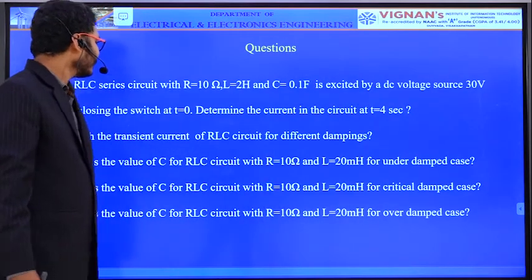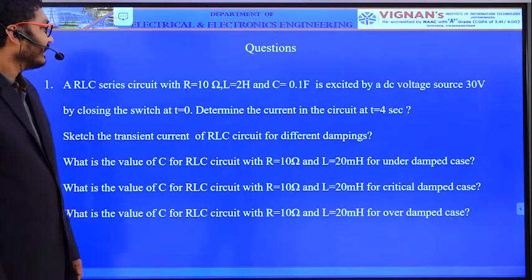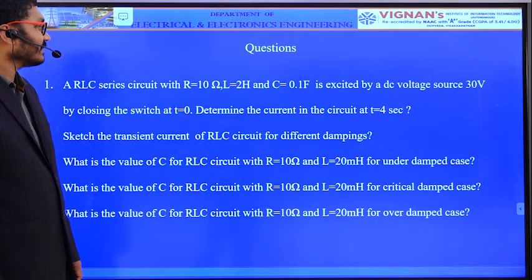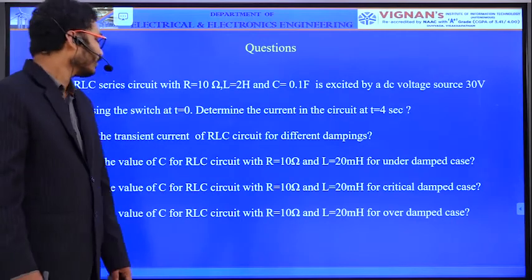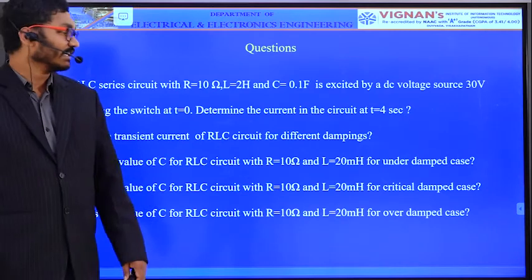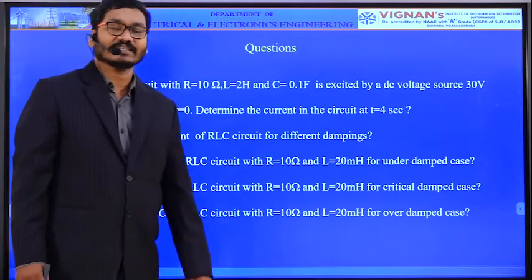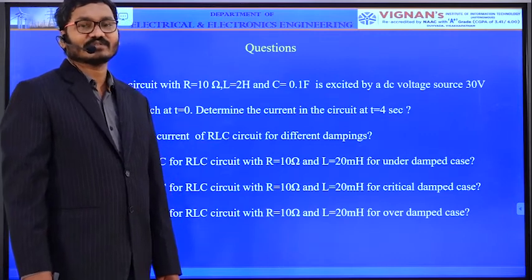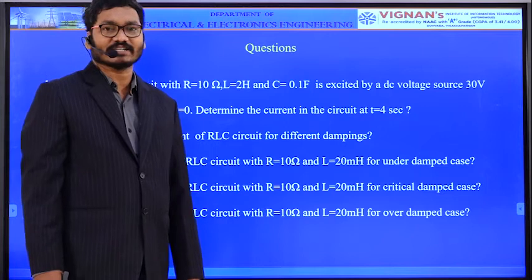Now these are the questions. An RLC series circuit with resistance 10 ohms, inductance 2 henry, and capacitance 0.1 farad is excited by a DC voltage source of 30 volts. By closing the switch at t equals 0, determine the current in the circuit at t equals 4 seconds. First find I of t, then at t equals 4 substitute it.